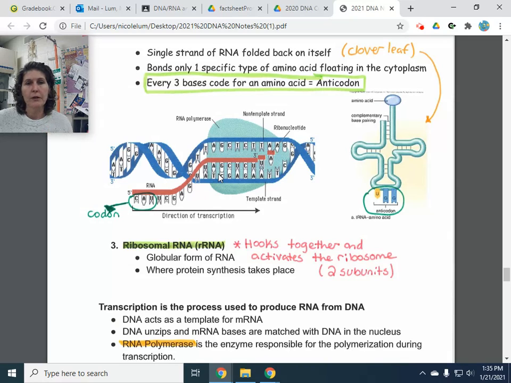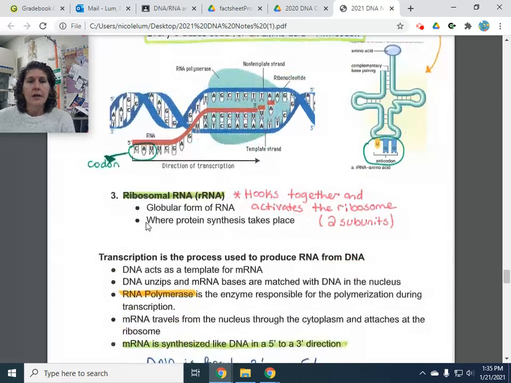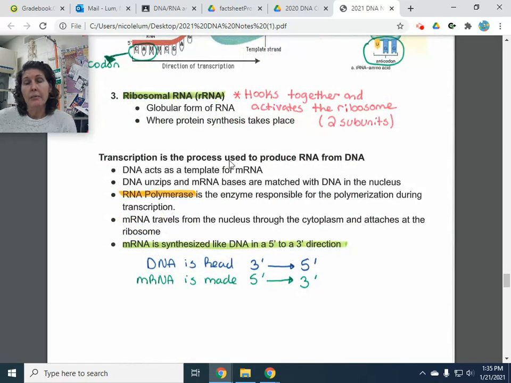When we go through transcription, DNA is read 3' to 5', messenger RNA is made 5' to 3'. And you would determine that end the same way. You would find your sugar, locate your oxygen, and count your carbons to know which end is which if one is not labeled. So let's look at our process now that we have messenger RNA, transfer RNA, and ribosomal RNA.